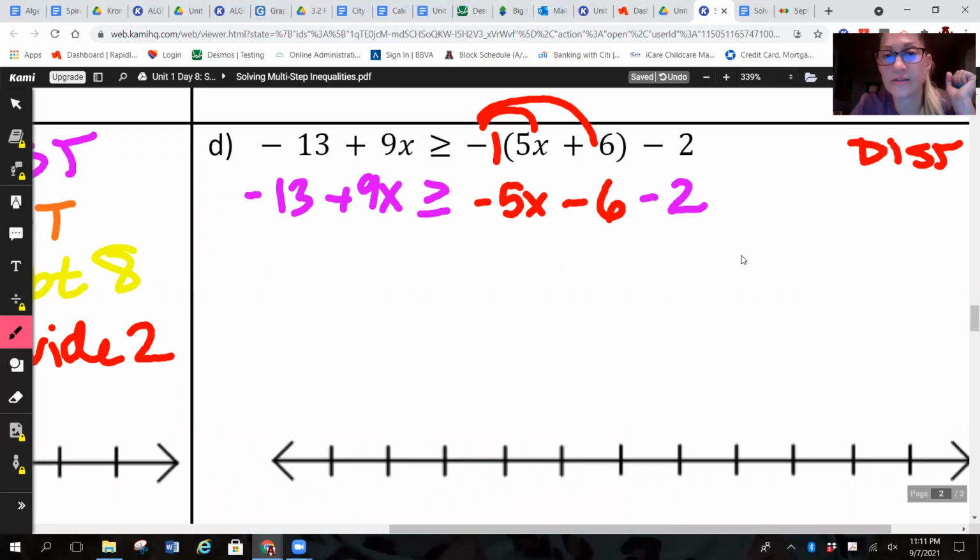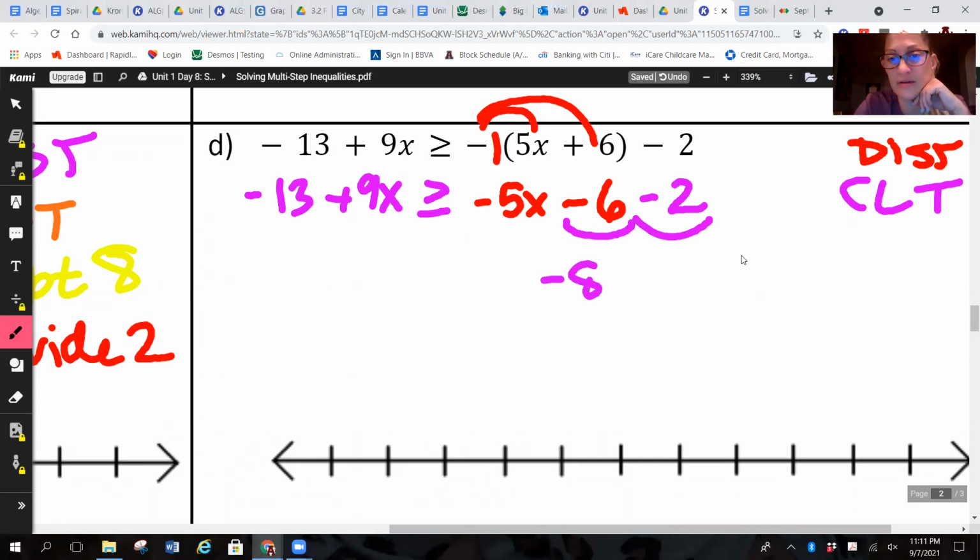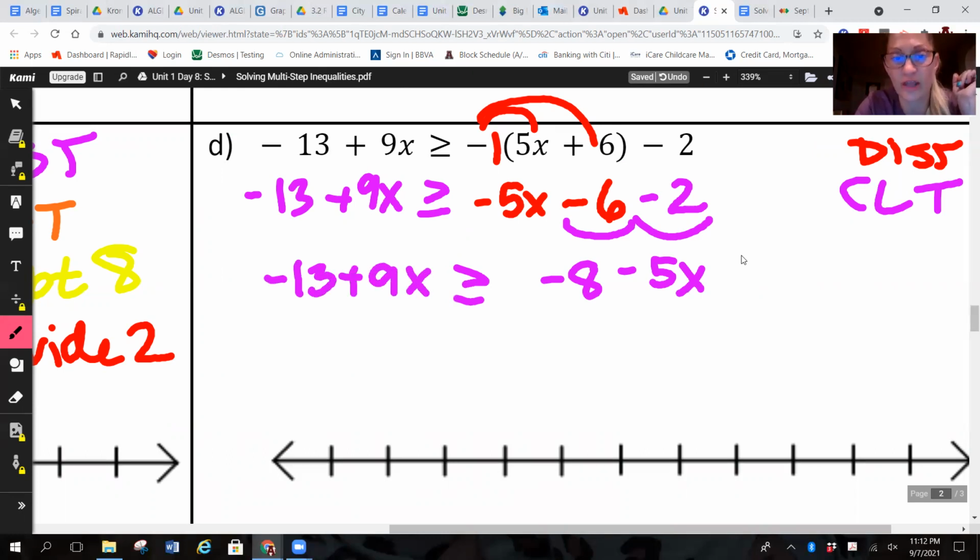All right, it looks like we have some like terms on the right side. So my like terms would be negative 6, take away 2 is negative 8. Doesn't matter if you want to put the negative 5x before it or after it, and in my case, I'm just going to place it after it. On the left side, these are not like terms. I will just recopy what I already had.